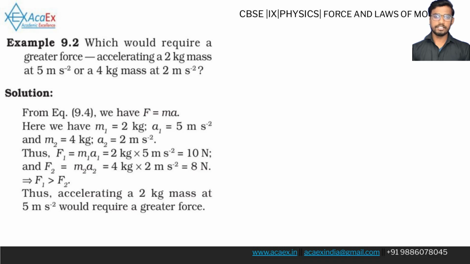Example 9.2: which requires greater force, accelerating 2 kilograms at 5 meters per second squared or 4 kilograms at 2 meters per second squared? F1 equals 2 times 5 equals 10 newtons. F2 equals 4 times 2 equals 8 newtons. So accelerating 2 kilograms at 5 meters per second squared requires greater force.